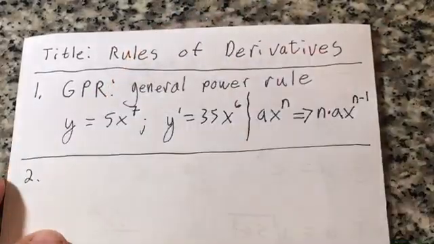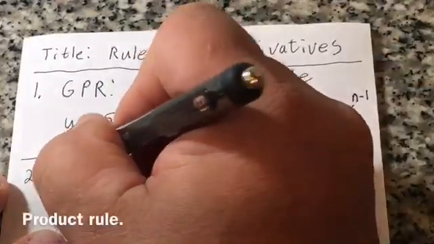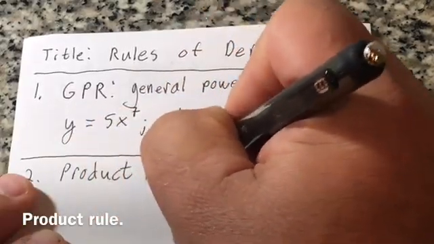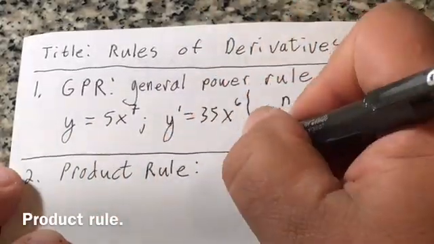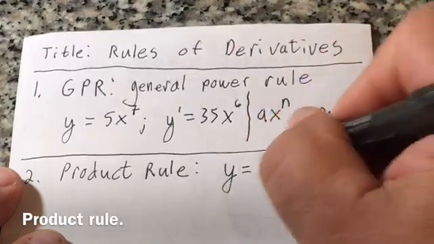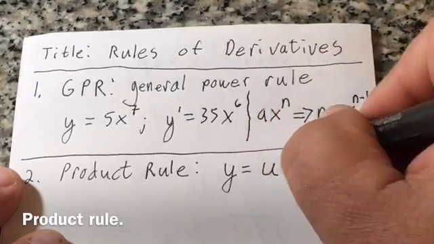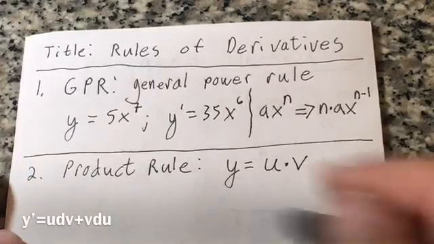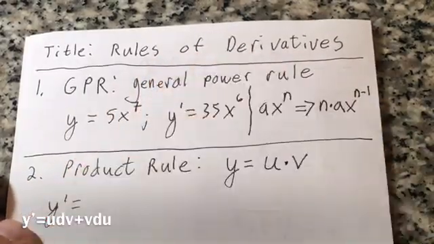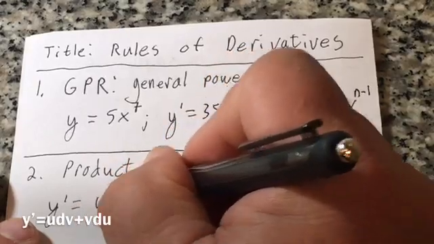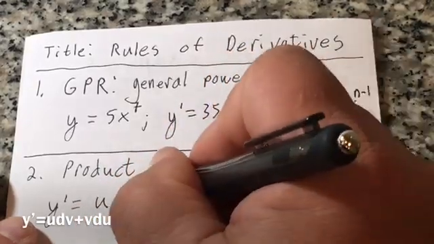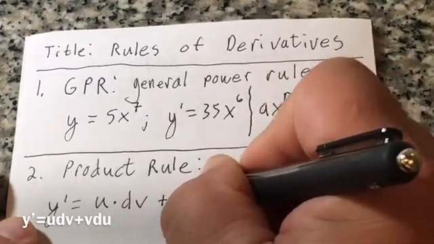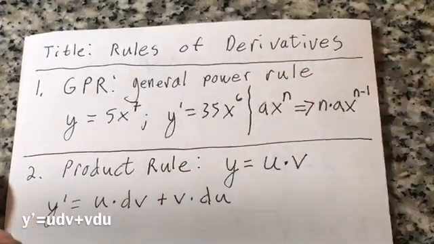The second rule of derivatives is called the product rule. And that's if you have some function, one item u times another item v. And the note is this: y prime is going to equal u times the derivative of v, u dv, plus v times the derivative of u.